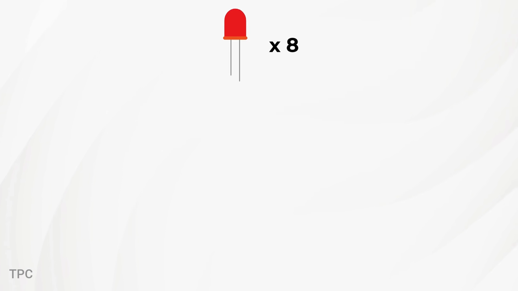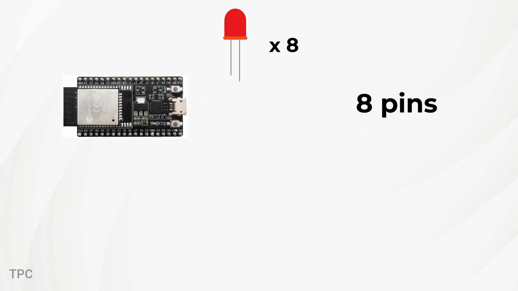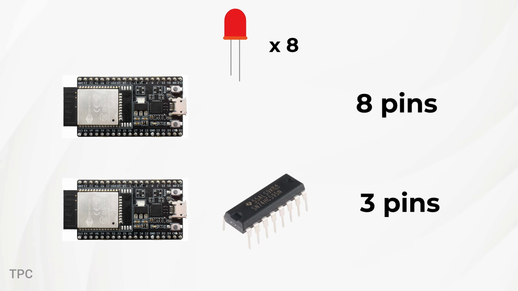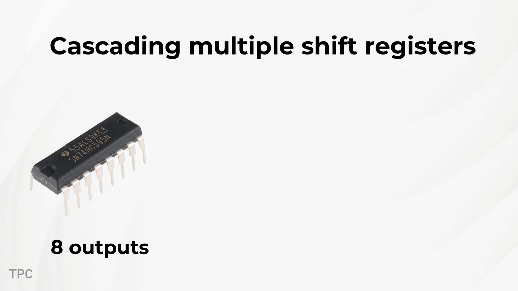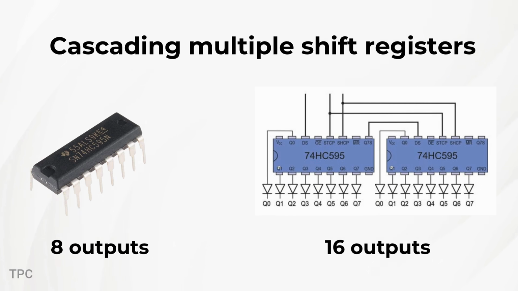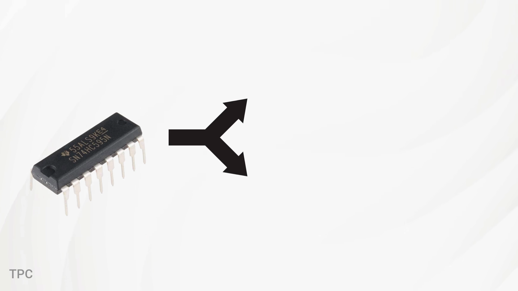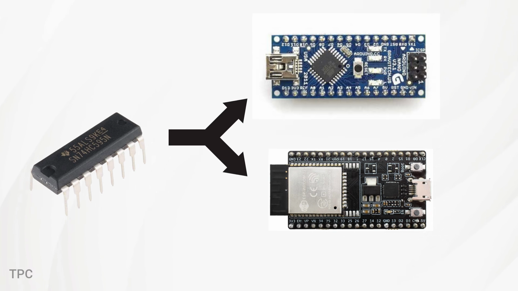Another big advantage is pin saving. Normally, to control 8 LEDs, you would need 8 separate pins, but with this IC you can do it using just 3 pins. And just like before, you can also cascade multiple shift registers together. So if one IC gives you 8 outputs, 2 ICs can give you 16, and so on, without increasing the number of control pins. So this IC is extremely useful when you're working with microcontrollers like Arduino or ESP32, where the number of available pins is limited.